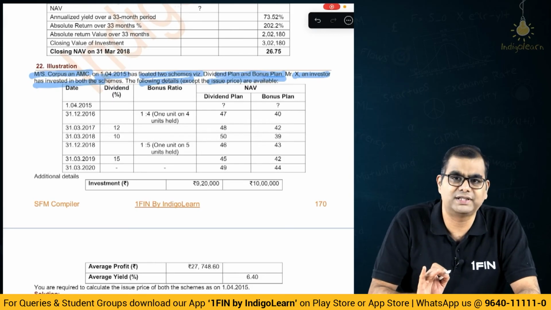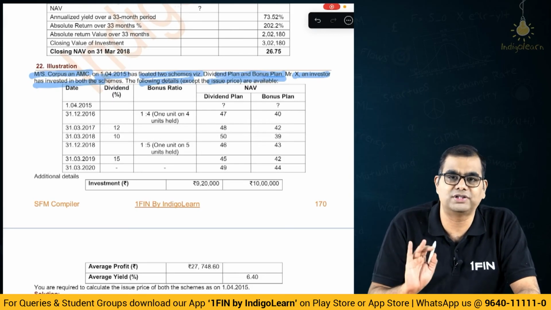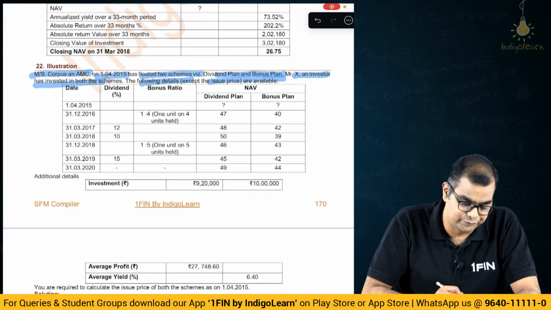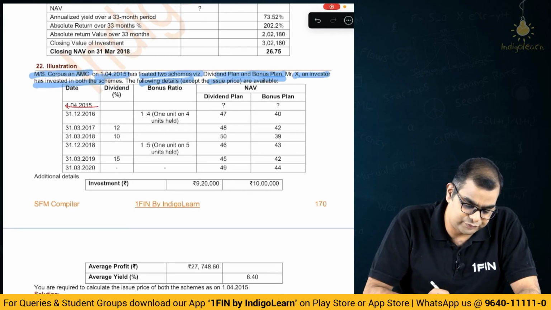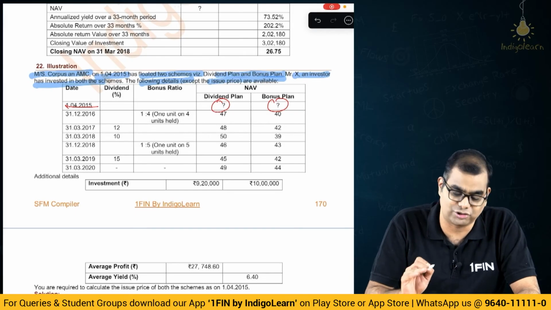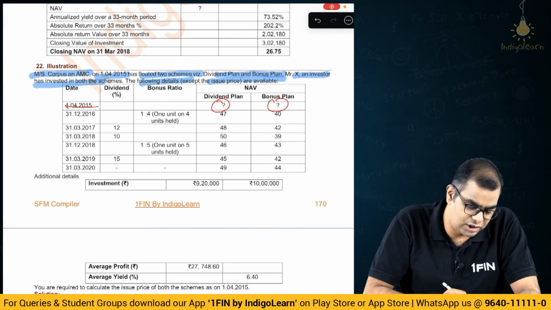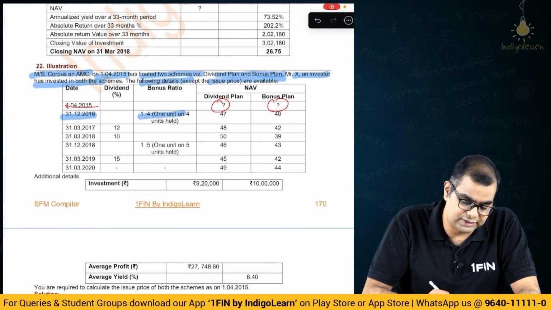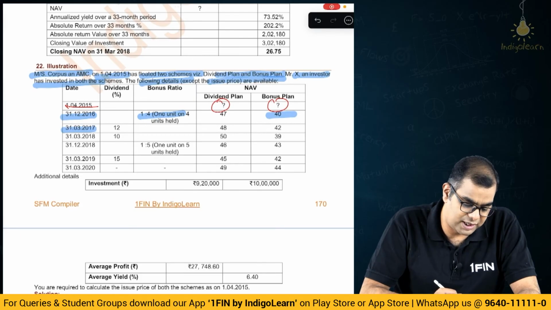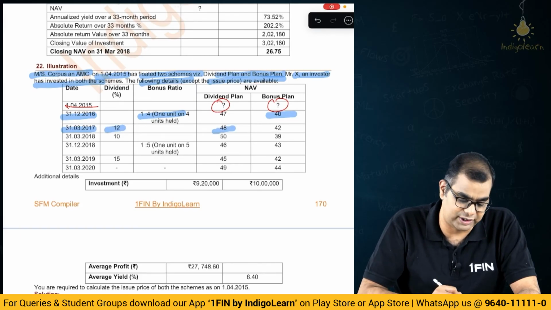So basically what they are saying is we don't know the issue price even though it was an NFO, a new fund offer. On 1/4/2015, there was a dividend plan issue and a bonus plan issue. We don't know the issue price. Then on 31/12/16, there was a bonus of 1:4 when the bonus plan was at 40 bucks. Subsequently, on 31st March 2017, there was a 12% dividend on the dividend plan when the NAV was 48. On 31st March 18, there was a dividend of 10% when the NAV was 50.